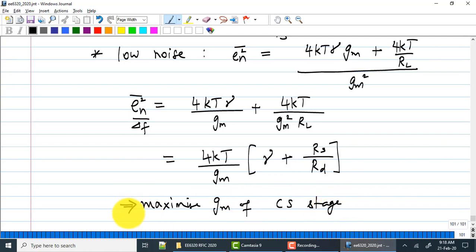What does that mean? Remember, for the input impedance to be not affected, you said the device needs to be very small, but you want maximum gm. What does that mean? You will have to burn a lot of current. Okay. So keep this in mind. You are now trading off broadband noise cancelling capability with burning a lot of current.